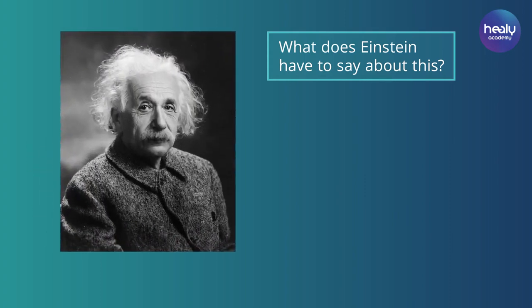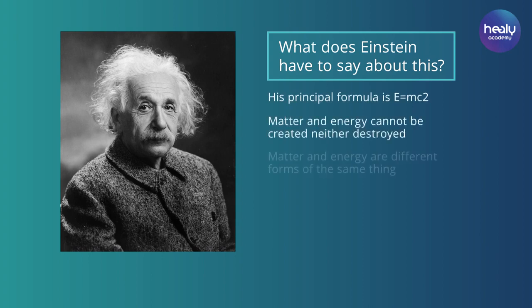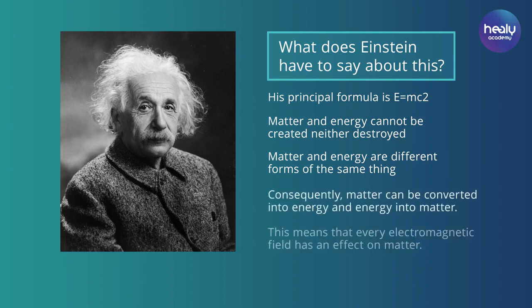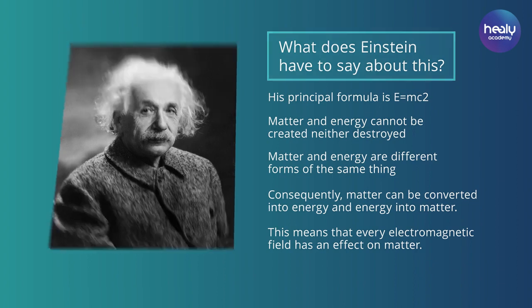Albert Einstein also described this relationship between matter, the speed of light, and energy in his famous formula, E = mc². He goes on to explain that matter and energy can never be destroyed or created, but represent different forms or states of the same thing that can be transformed into each other. Consequently, electromagnetic fields also have an influence on matter and thus on you.